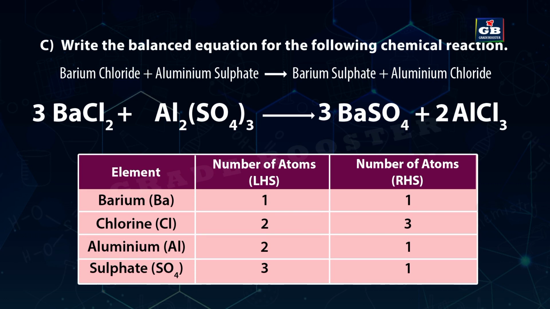So this is the balanced equation. 3BaCl2 plus Al2(SO4)3 gives rise to 3BaSO4 plus 2AlCl3. This equation shows that 3 molecules of barium chloride react with 1 molecule of aluminum sulfate to produce 3 molecules of barium sulfate and 2 molecules of aluminum chloride.